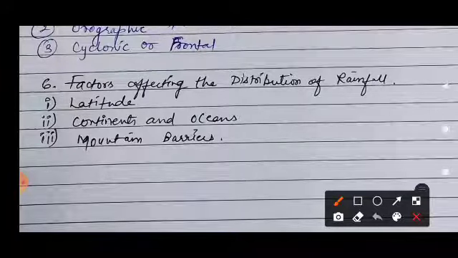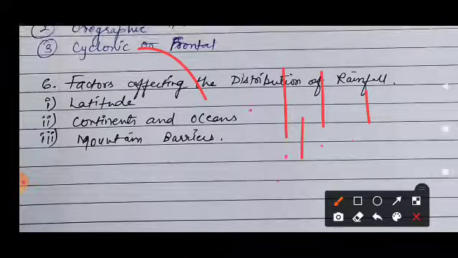Why? Because front, as I already told, is a mass of warm air and a mass of cold air, they both meet, and because of that this is responsible for the rainfall. It is a very small amount of rainfall, but lightning and thundering also happen here, okay. Sometimes heavy rainfall also occurs, if the moisture is very high. So this is all about it. But maximum of this rainfall is in the form of drizzle, bundabandi, okay.